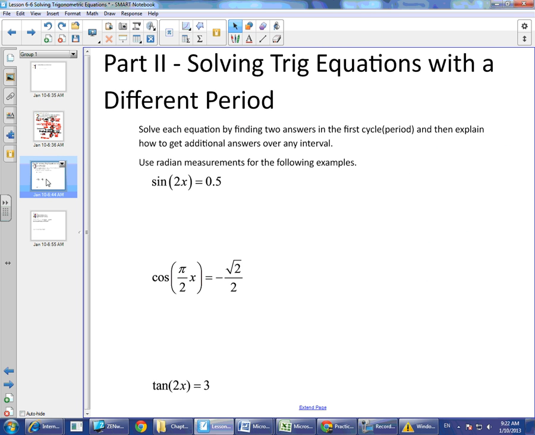Part 2, solving trig equations that have a different period. Okay, so we're pretty much going to do it the exact same way. We're going to solve the equation by finding the two solutions on one cycle, and then we're going to talk about how you get more solutions from there.